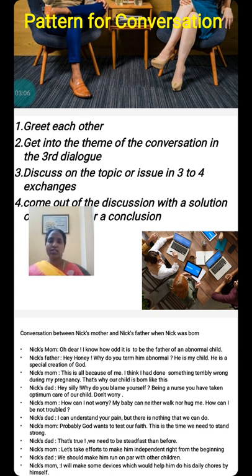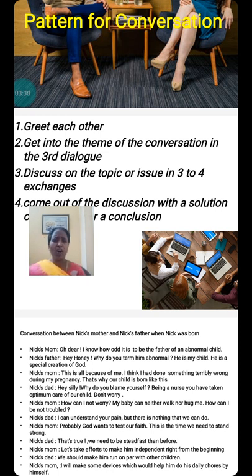Then mother says, "That's all because of me. I think I had done something terribly wrong during pregnancy. That's why our child is born like this." Again she blames herself. She is on the let down part. She is going down in her thought process. Next, dad is trying to bring her up. "Hey silly, why do you blame yourself? Being a nurse, you have taken optimum care of your child. Don't worry." He is trying to pull her up. He is trying to convince her, console her.